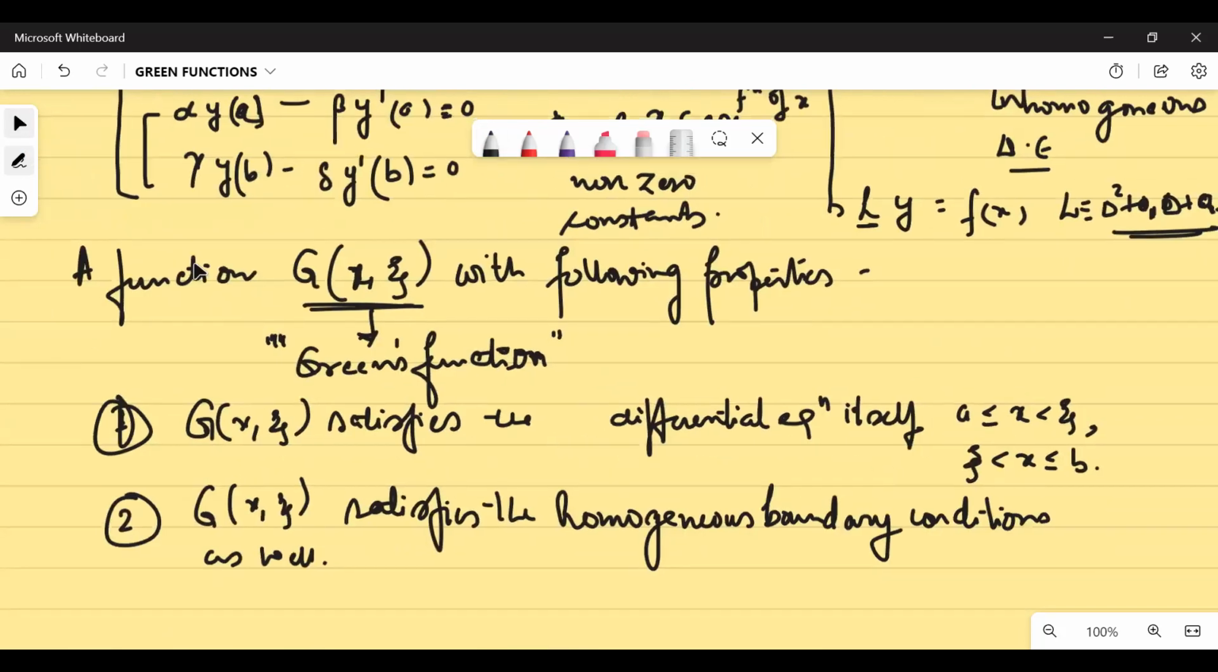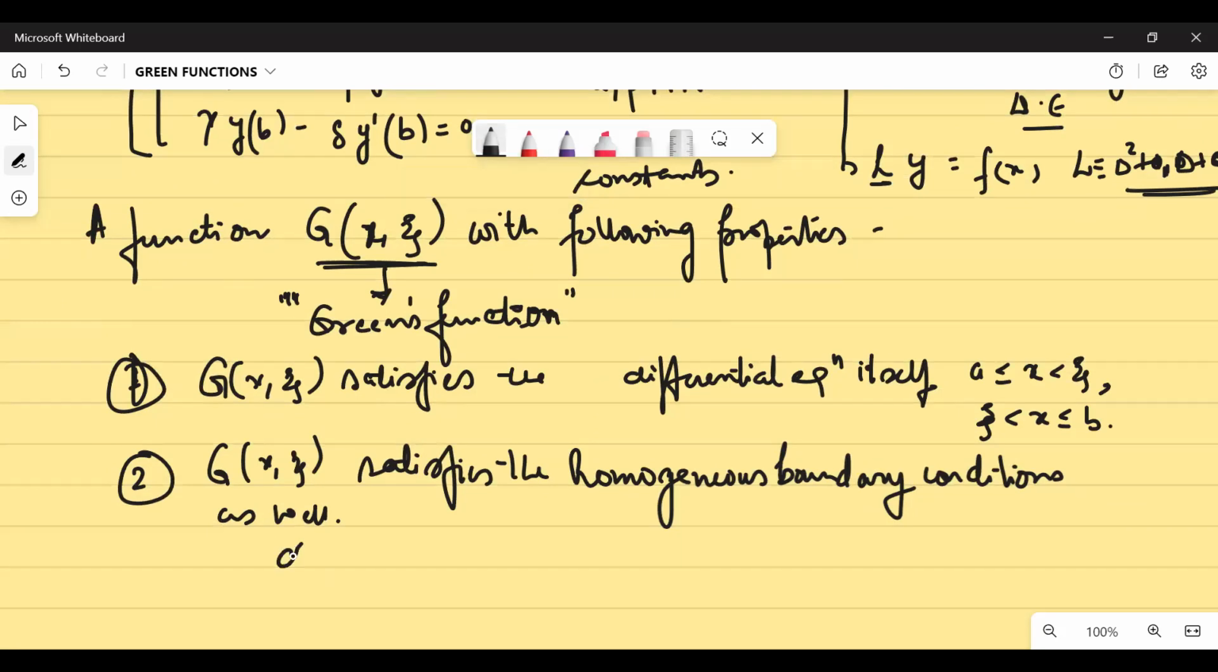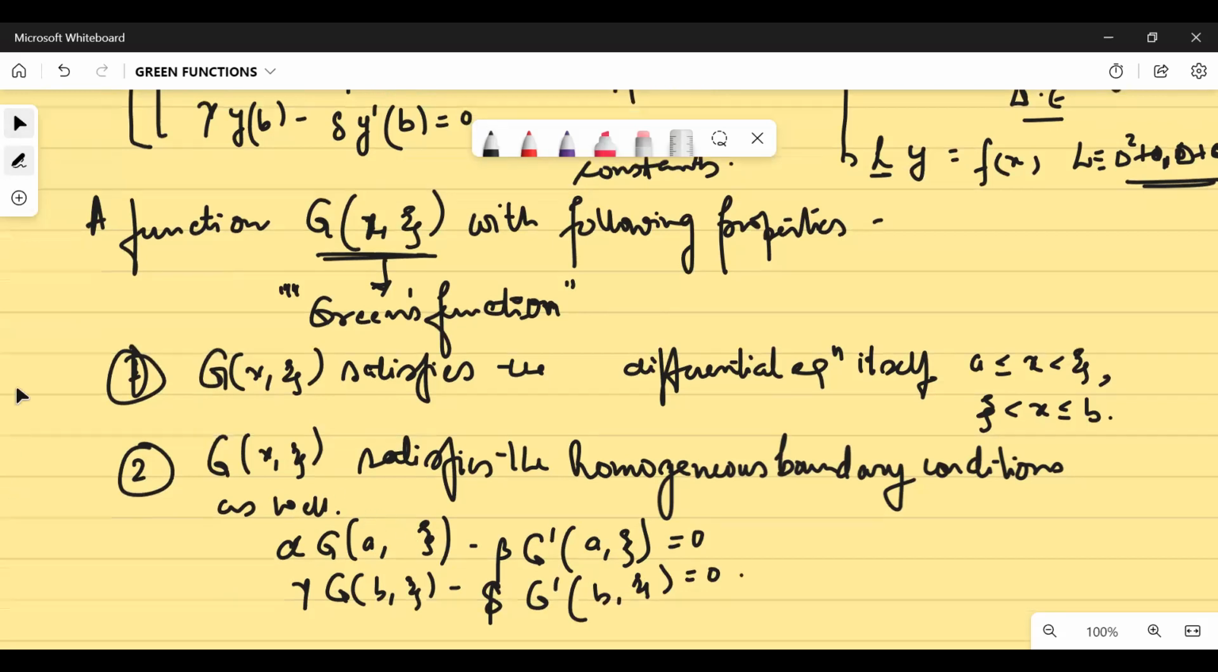The boundary conditions given were alpha y(a) minus beta y'(a). So I'll write alpha g(a, zeta) minus beta g'(a, zeta), and then I had some gamma g(b, zeta) minus delta g'(b, zeta) equal to 0. Okay. So this is one other thing.